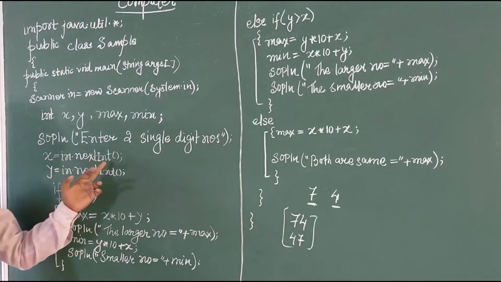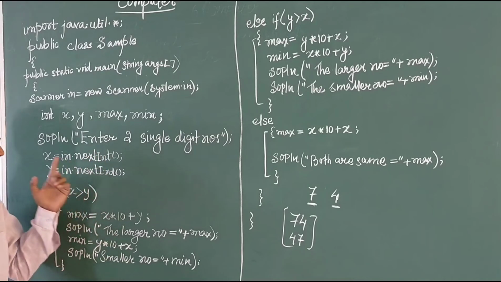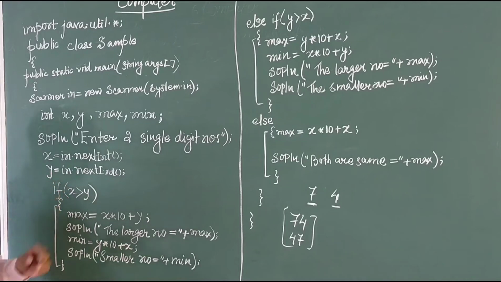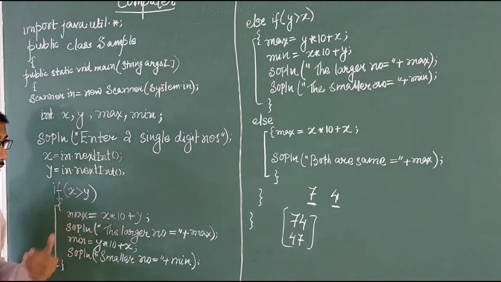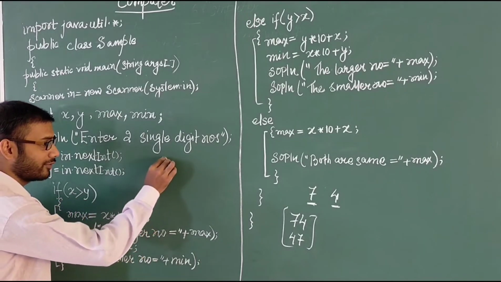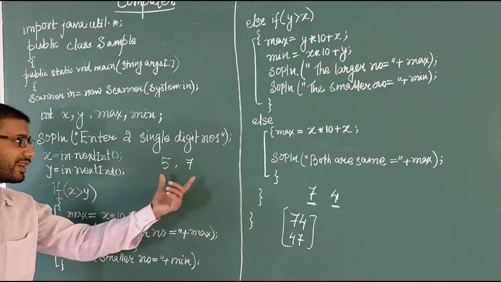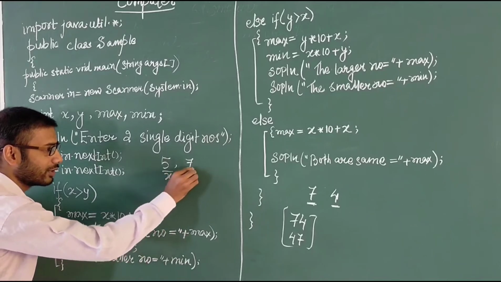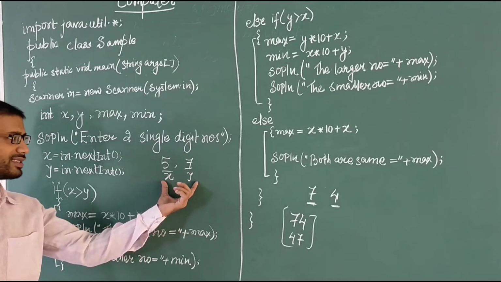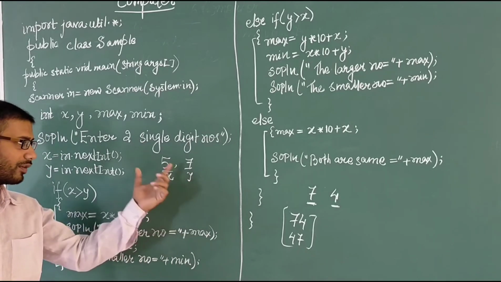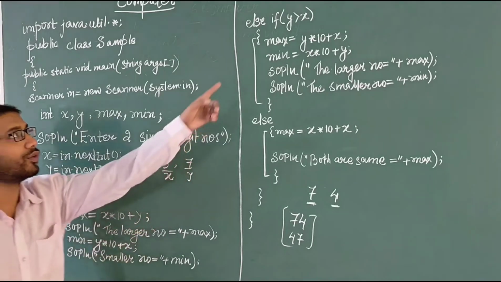x = in.nextInt(), y = in.nextInt(). So both the digits are accepted in both the variables. Now, if x is greater than y, let's suppose the user gave 5 and 7. Here, this one is for x, this one is for y. Is the condition satisfied? Is x greater than y? Definitely no. 5 is not greater than 7. So no need of getting inside this. First of all, we will move forward.